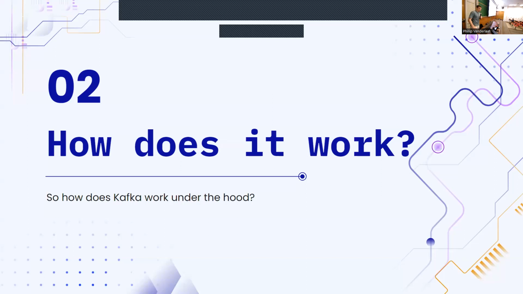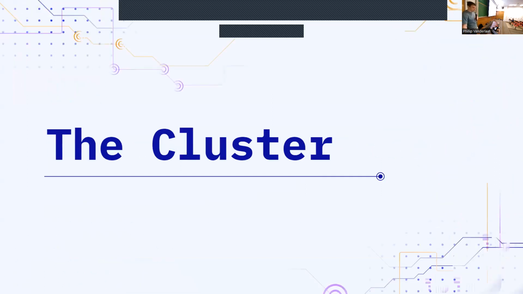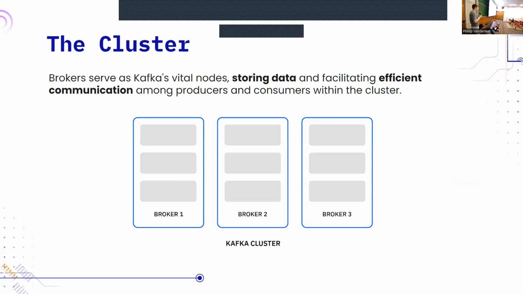So now, how does it work? We'll look under the hood of Kafka. We'll go through the 5 main parts we looked at before: the cluster, consumers, producers, etc. The clusters are the nodes of Kafka. They store the information and facilitate the communication among producers and consumers. It's very simple: it's just several machines, and the main use case is fault tolerance. So you'll see that if one goes down, you have another one that comes back up.